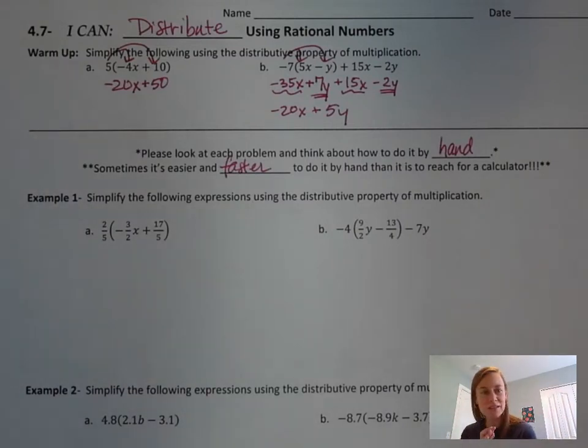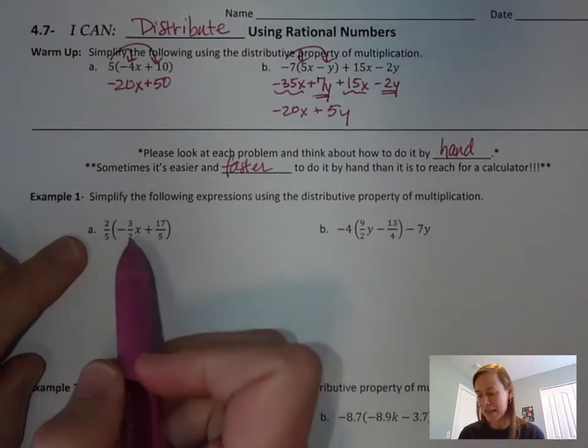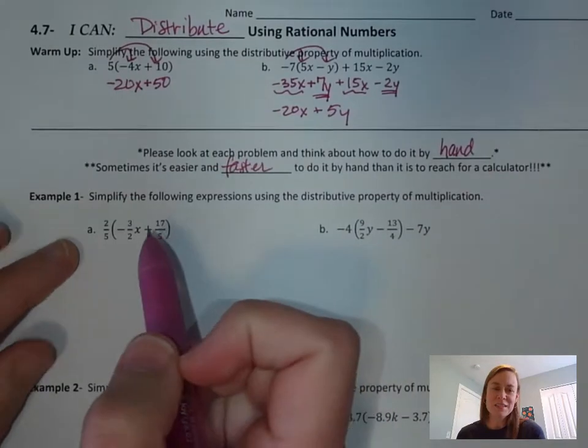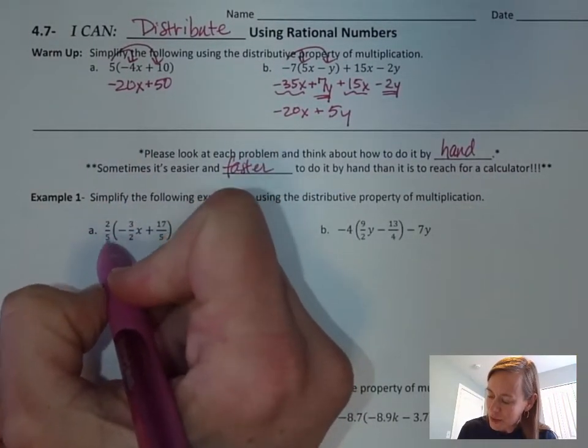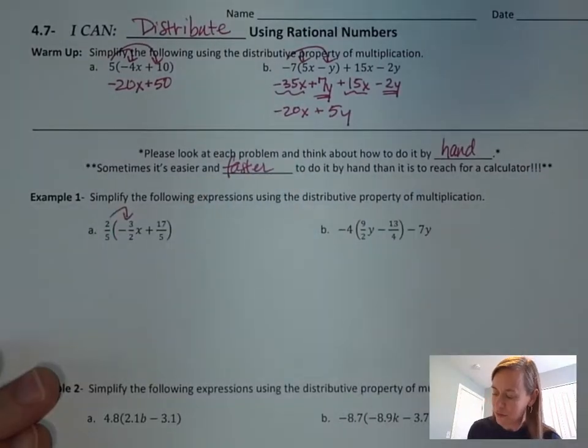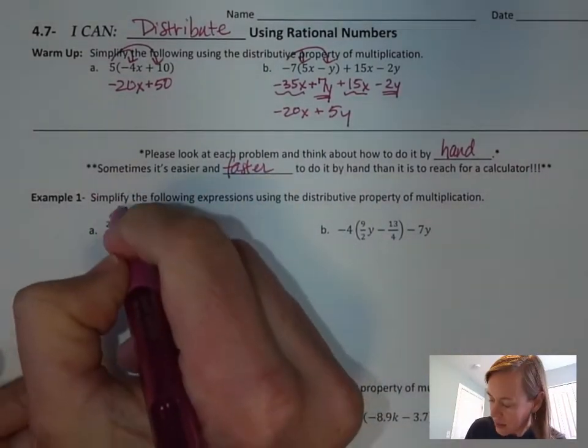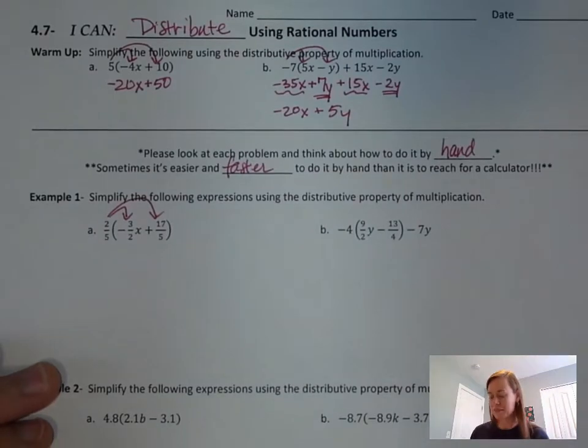Let's look at example 1. Simplify the following expressions using the distributive property of multiplication. So we're just going to do the same thing here that we did up here. The only difference is we have some fractions, but that's cool, right? We got this. So let's distribute that 2/5 to the negative 3/2 x and to the 17/5.